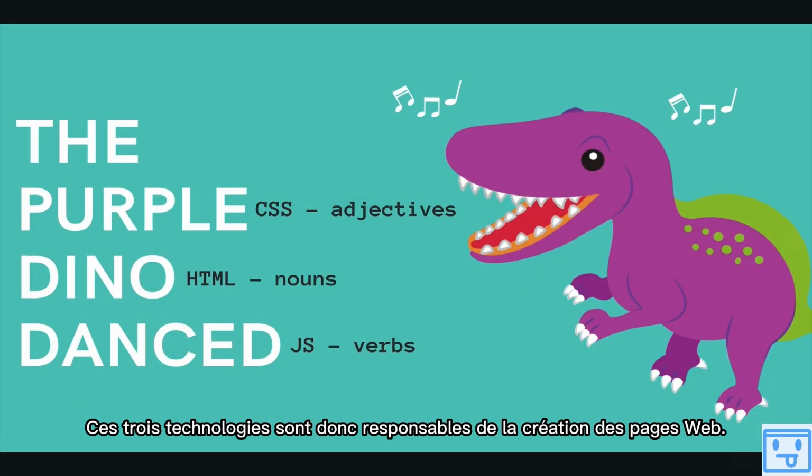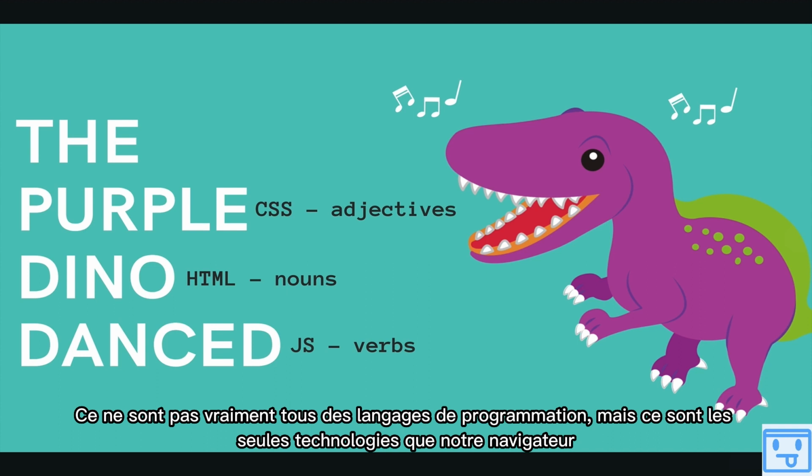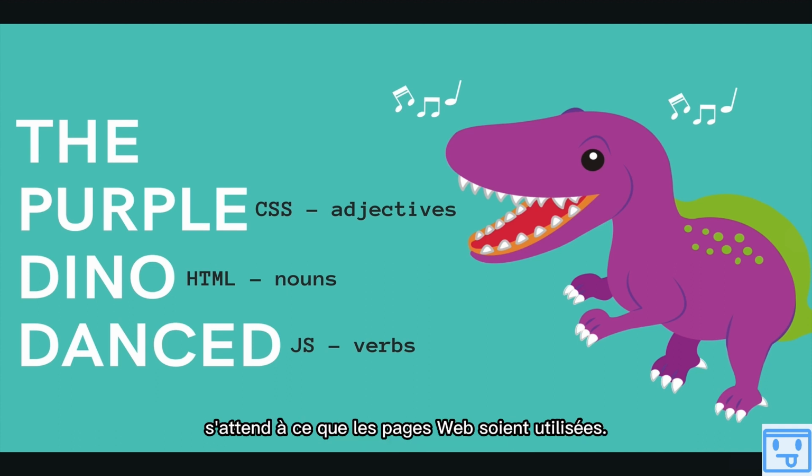Those three technologies are responsible for making web pages. They're the only thing that your browser understands. They're the only three languages. They're not really all programming languages, but they're the only technologies that our browser expects web pages to utilize. And they each have a different responsibility.